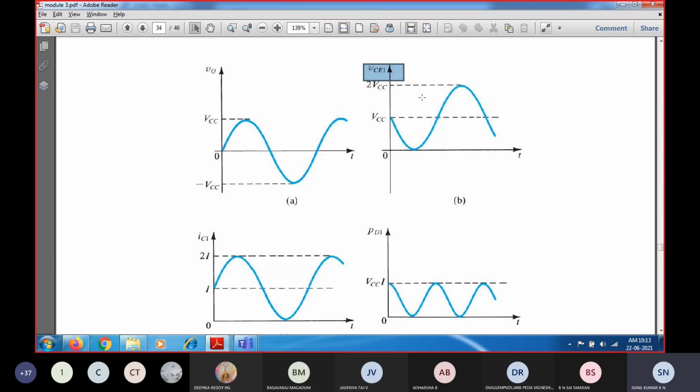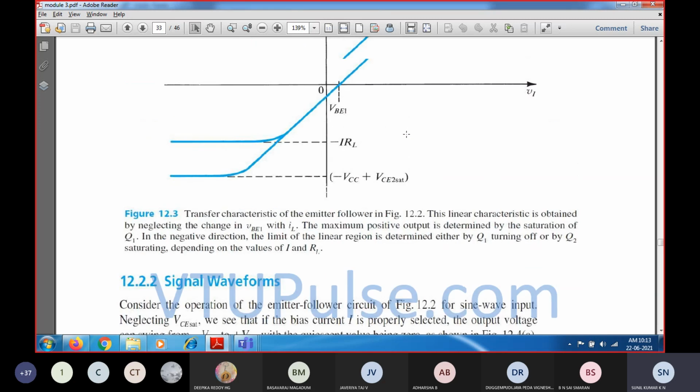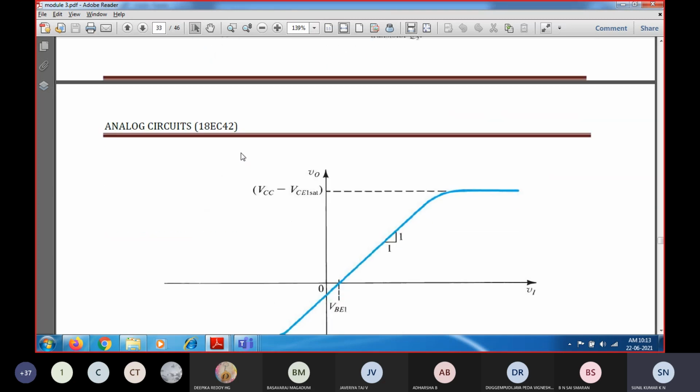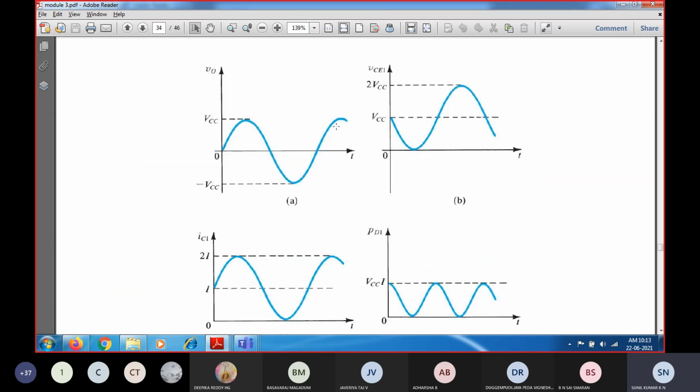In that collector to emitter voltage drop, we know that the collector to emitter voltage is nothing but what? So this is the VCE. So VCE will be equal to VCC minus V0, and VCC will be constant and V0 is going to increase upon giving the input voltage. So in the initial stage, V0 will be equal to 0 when VI is less than VB1, so the output voltage will be 0. So in that case, the VCE will be maximum, that is equal to VCC.